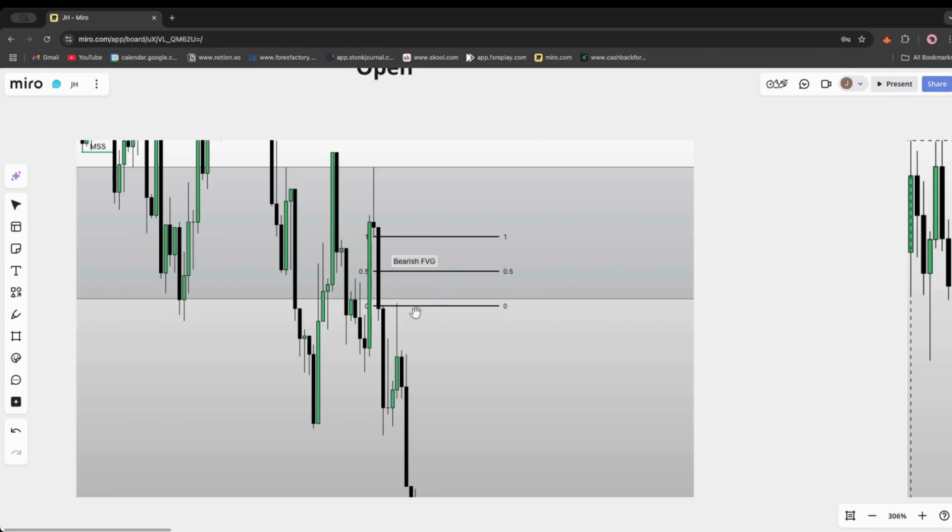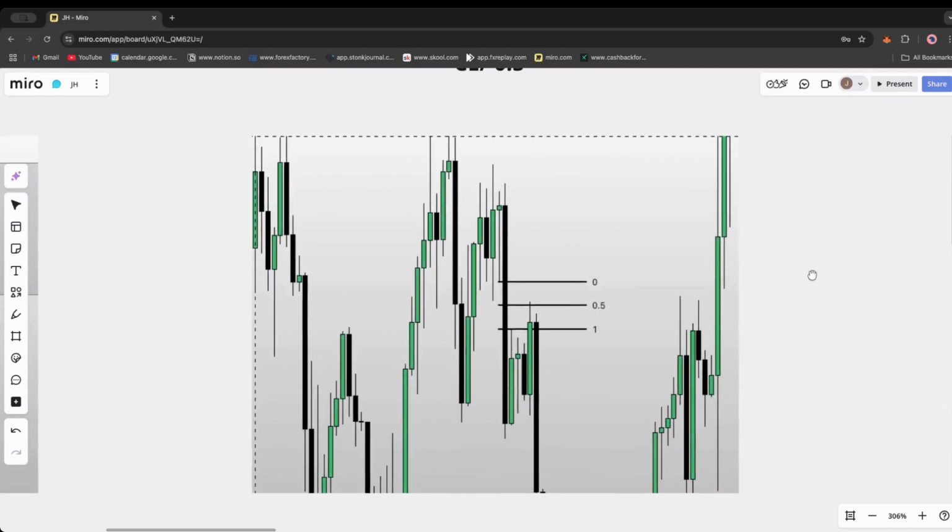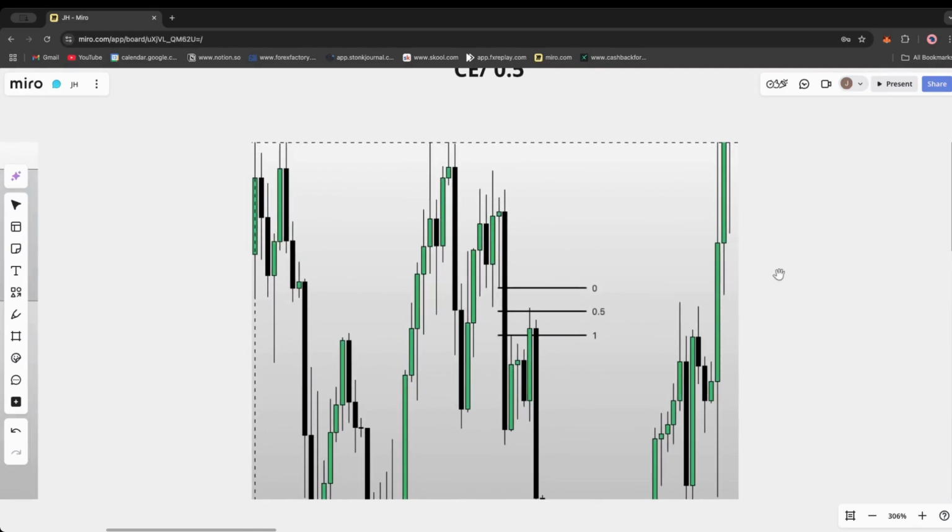So this is the first point of rejection, kind of the first level of defense for a fair value gap. Price came into the open, respected it, we displaced lower. Again, the displacement shown by this fair value gap, and price continued lower. So the second area of defense, so to speak, is the consequent encroachment. This is also called the equilibrium. I sometimes refer to it as just the 0.5 or the middle, the midpoint, anything. It's just the middle of the fair value gap.